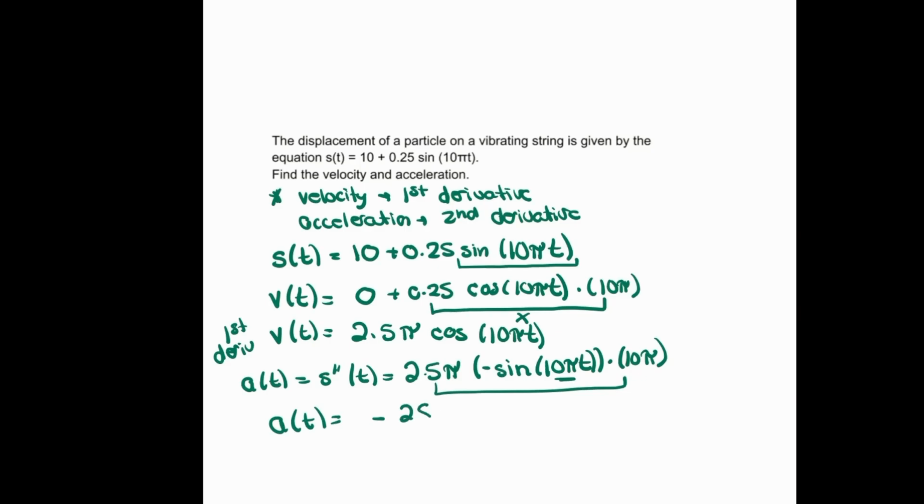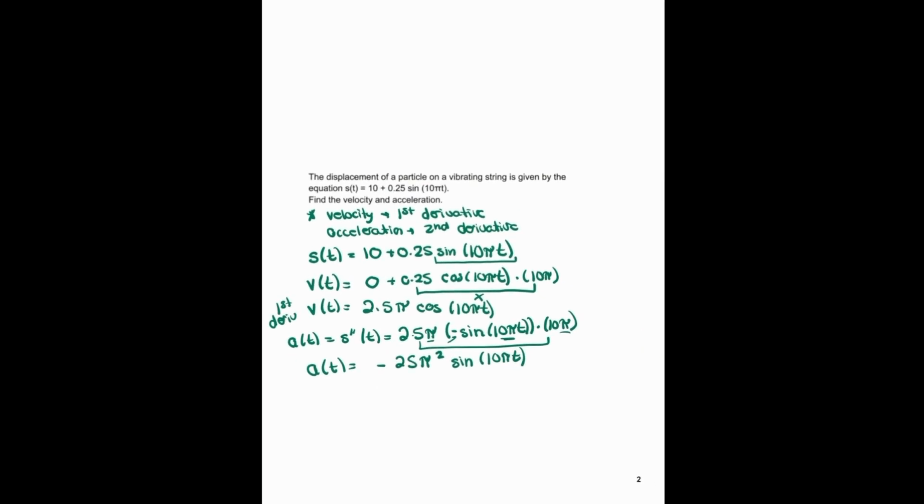Negative 25, and the negative comes from the fact that I'm bringing this negative out of inside there. I can multiply that out. It's just like a negative 1 in front. So negative 25 pi squared, because I have pi times pi. So 10 times 2.5 pi times pi. That leaves me with sine 10 pi t. So if we know the time at which we're trying to figure out this velocity and the acceleration, we now have the first and second derivative to be able to determine that.